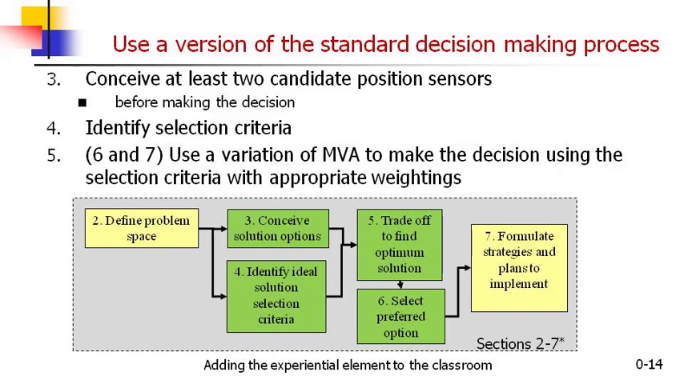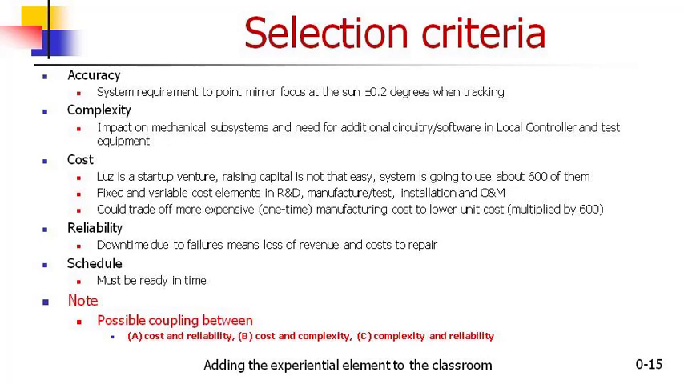The selection criteria are pretty standard, actually. Accuracy. The system requirement is to point the mirror focus at the sun plus or minus 0.2 degrees when tracking. Complexity. What's the impact on the mechanical subsystems and the need for additional circuitry or software in the local controller and test equipment, and maybe even in the central station?